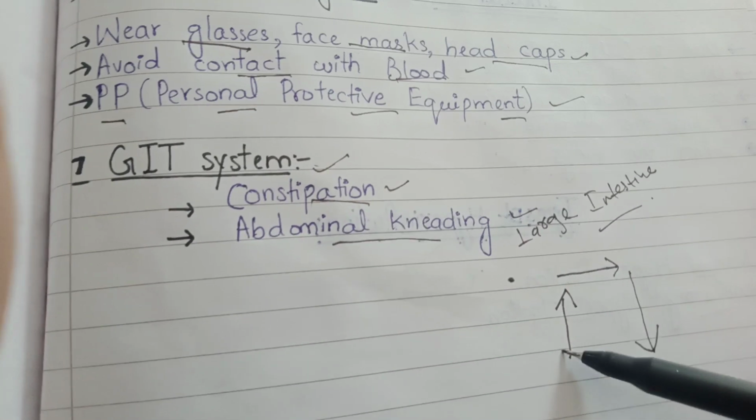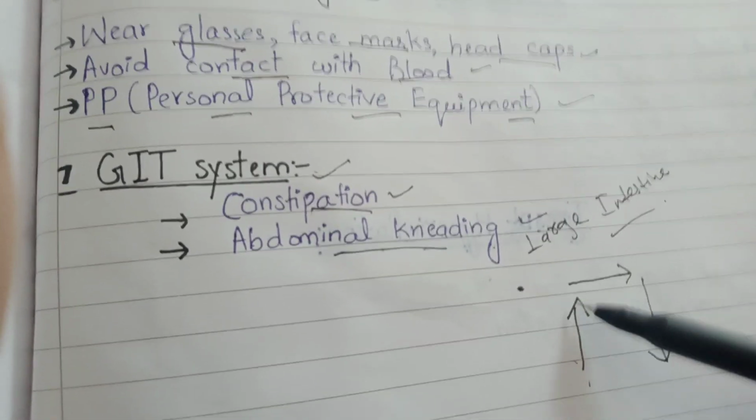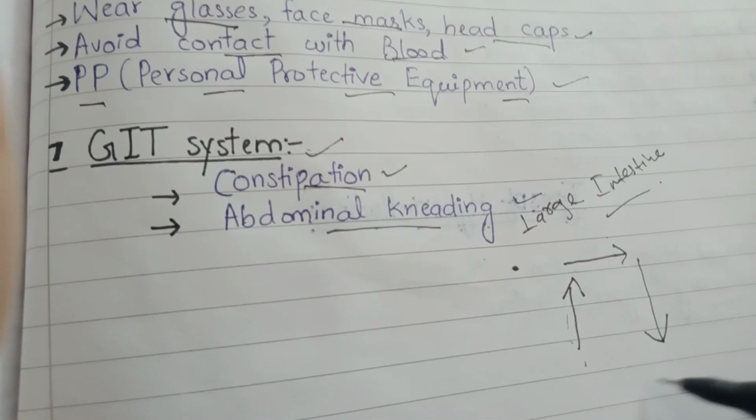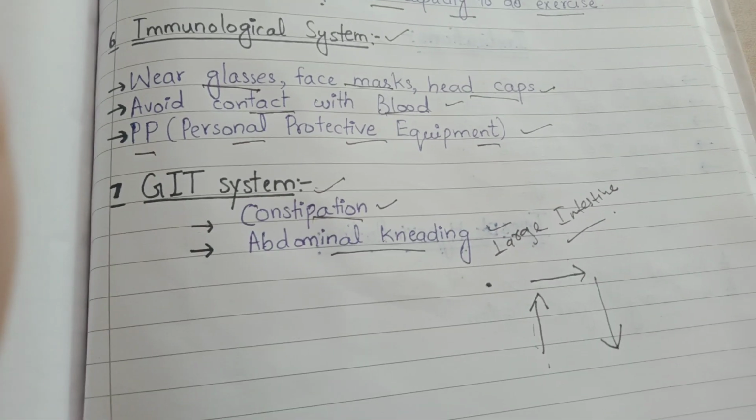Ask the patient to start kneading from the right, go up from the right and then to the left, and then come downward in the direction of the large intestine. That was all about our today's lecture about physiotherapy care for ICU patients.